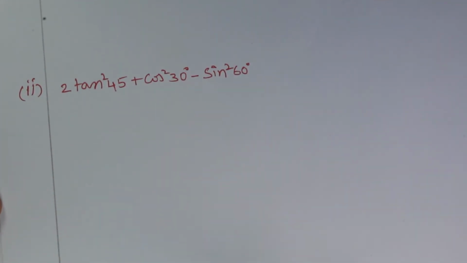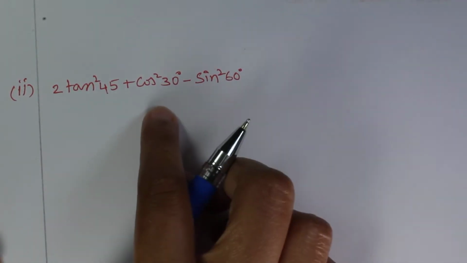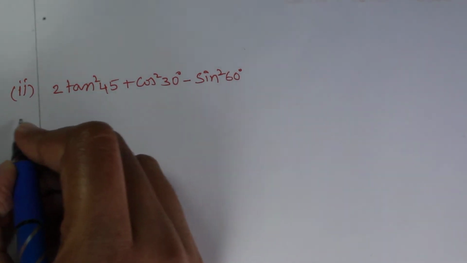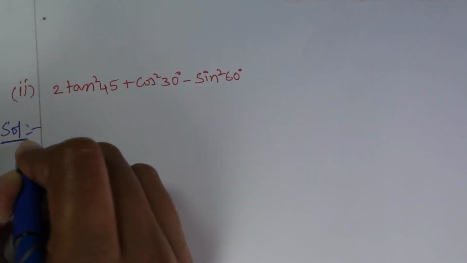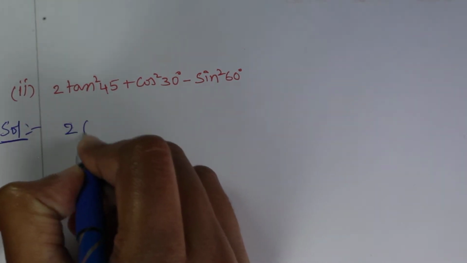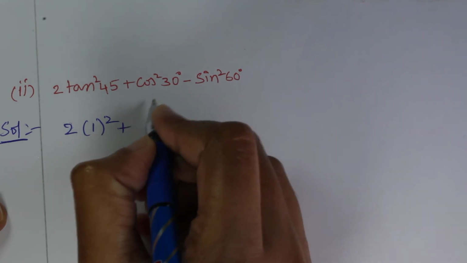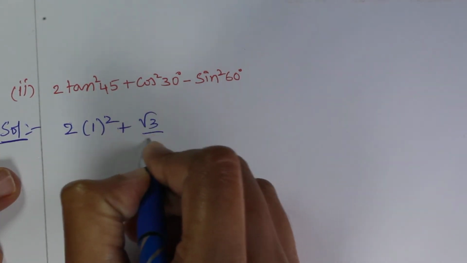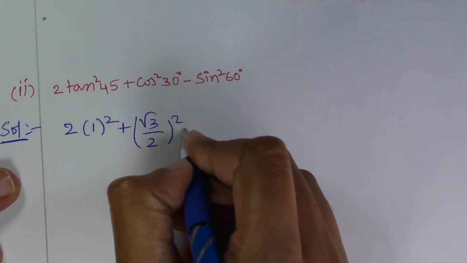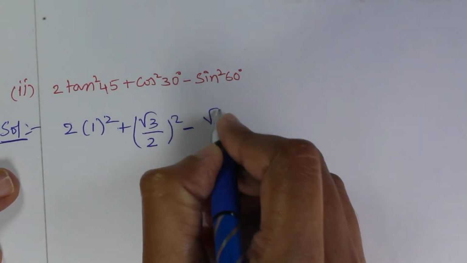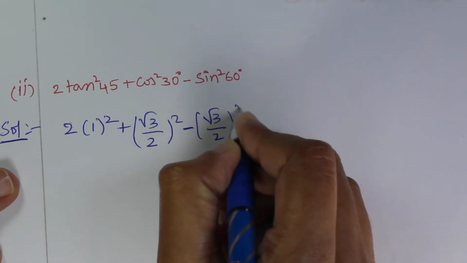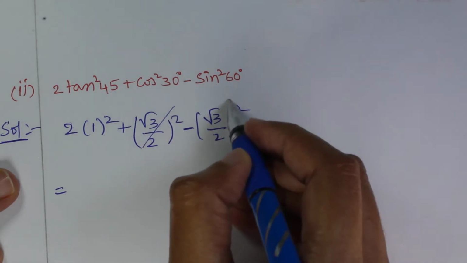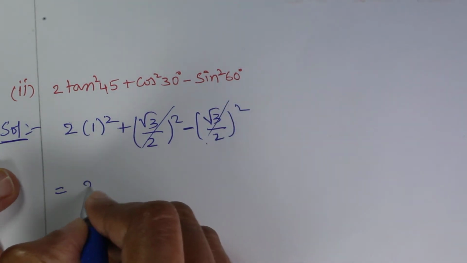Now let's move to the next problem. 2 tan square 45 plus cos square 30 minus sin square 60. What is the value of tan 45? It is 1. So 2 into 1 square plus what is cos 30? Cos 30 is root 3 by 2, so root 3 by 2 whole square, minus what is sin 60? Sin 60 is root 3 by 2 whole square. That is equal to, this gets cancelled, so 2. Answer is 2.